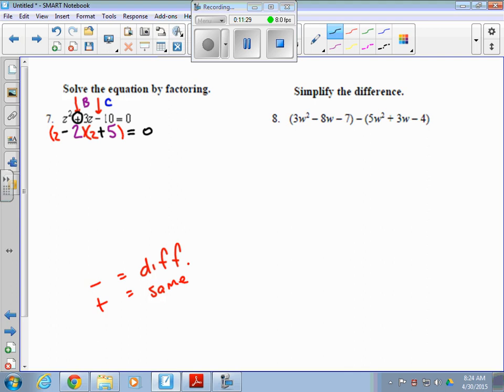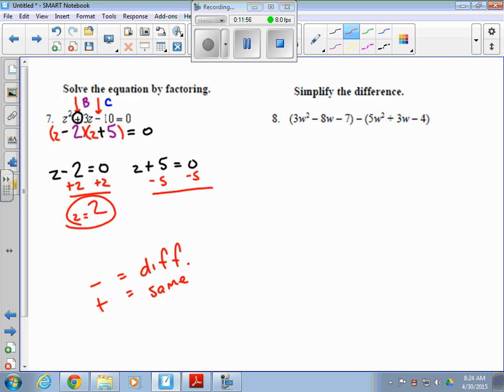So one of those binomials has to be equal to 0. We're going to go ahead and set both of them equal to 0. z minus 2 equals 0, and z plus 5 is equal to 0. Now it just becomes two very simple equations. Undo the minus 2 by adding it to both sides. 0 plus 2, z's value is 2. And undo plus 5 by subtracting it on both sides. 0 minus 5 is negative 5. So your two values for this one are both 2 and negative 5.